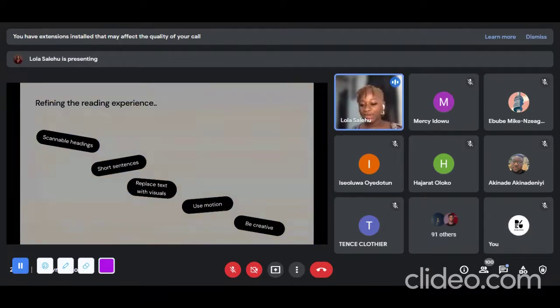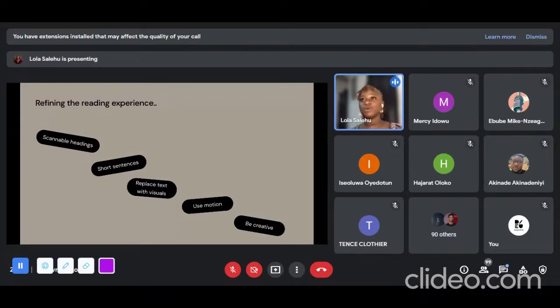Typically you will find that something you're using three sentences or two lines to say, you can probably find a way to shorten into one sentence or one line, and communicate what is most important. Then you rewrite it again and again, and at some point you know that you're done with the final output. And then another tip is to replace text with visuals.